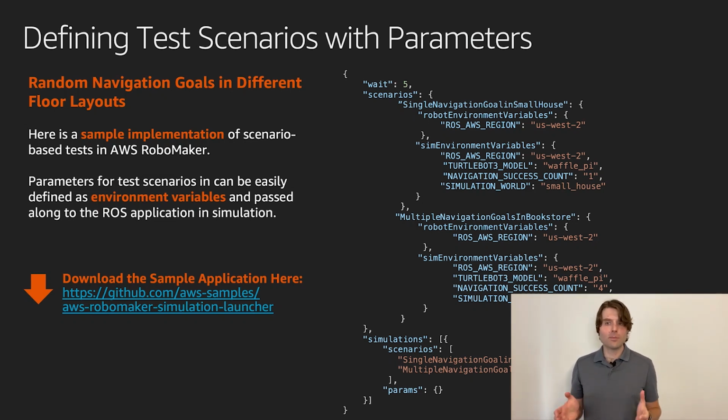Finally, in the simulation runner below, you'll see the two scenarios that are going to run those create simulation job requests with these parameters defined as we discussed in the earlier slide. If you want to use this structure, take a look at the open source code in GitHub.